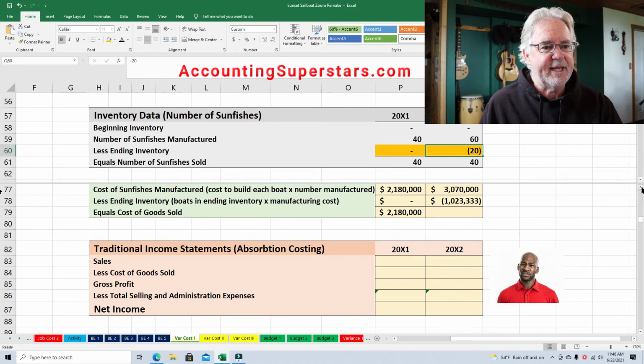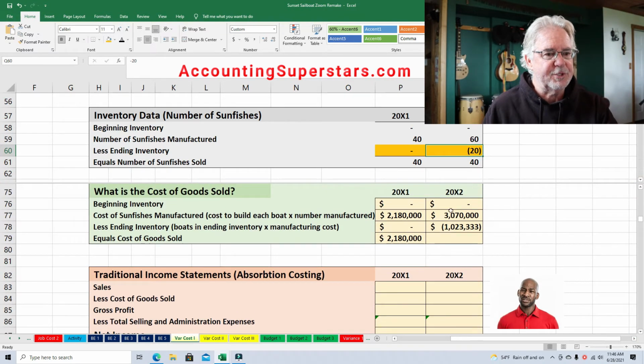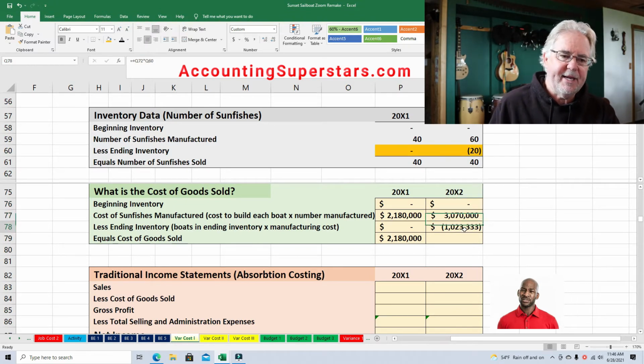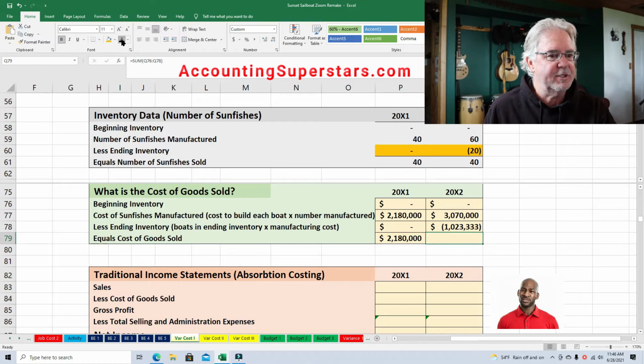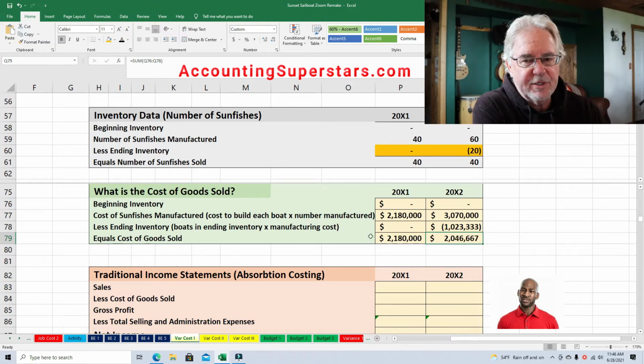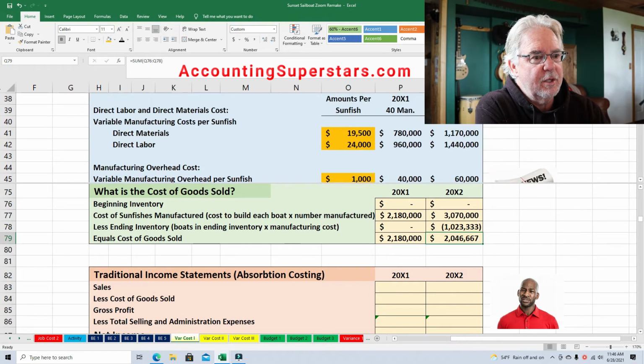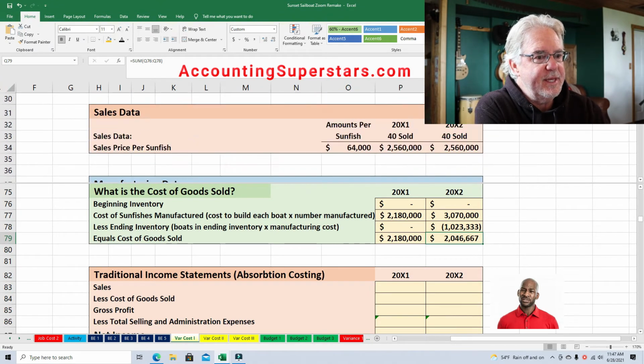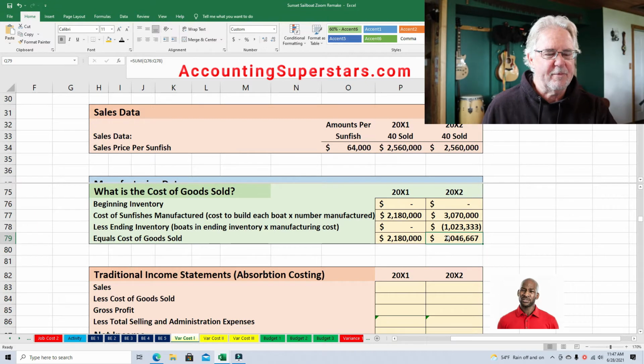Alrighty. So let's get the cost of goods sold. So 0 beginning inventory plus goods manufactured minus the ending inventory is the cost of goods sold. And you can see the cost of goods sold is less. Look at that. It's less. And here's the weird part: we sold the exact same number of boats. The revenue was the same. And so I can't say we're matching expenses here very well.